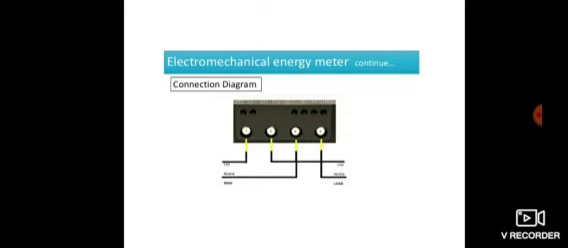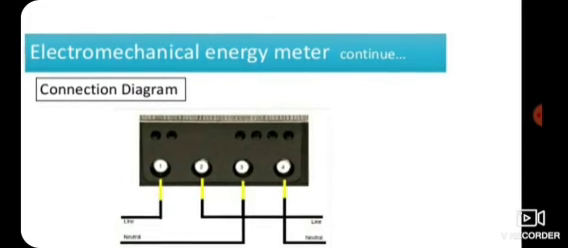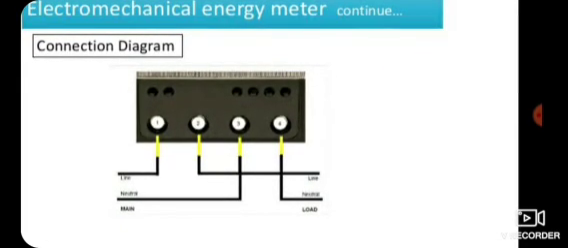This is the connection diagram of the electromechanical energy meter. The first one is the line, the second one is also the line, the third one is the neutral, and the fourth one is the load.